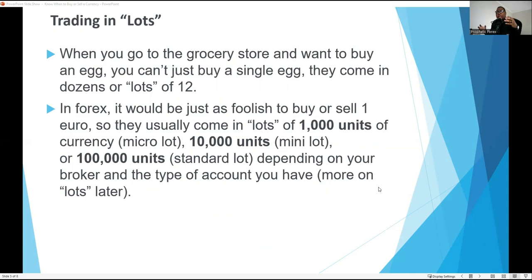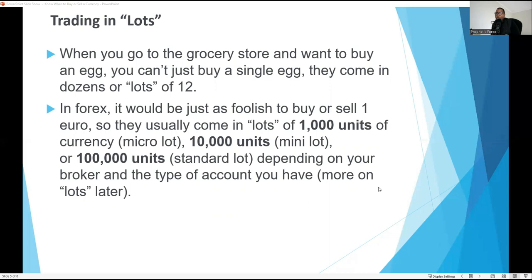Now, as we're talking about when to buy and when to sell, we need to understand how we are buying these things. The example that I'm going to use: when you go to the grocery store and you want to buy an egg, you can't just buy a single egg. They come in dozens, or lots of 12. In Forex trading, it will be the very same thing, right? It would be just as foolish to buy one euro or sell one euro. So you usually buy in lots, or they come in lots. In fact, you don't have any choice.